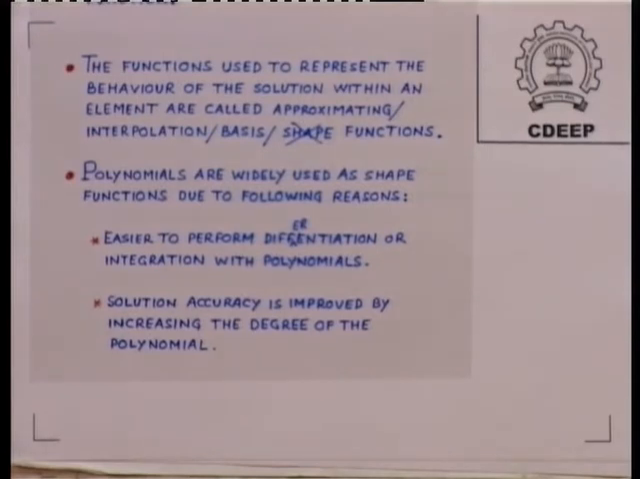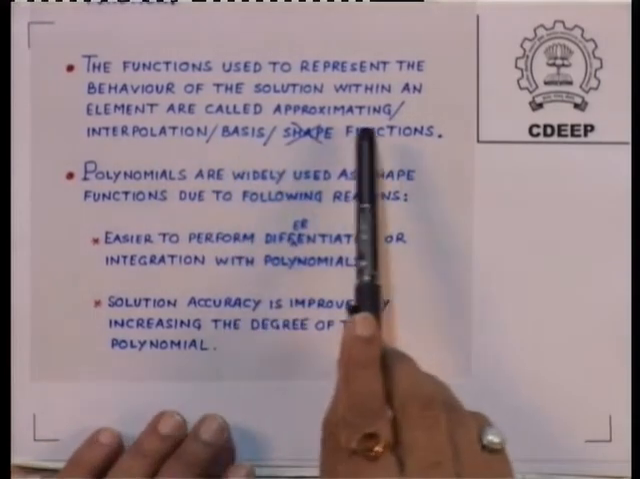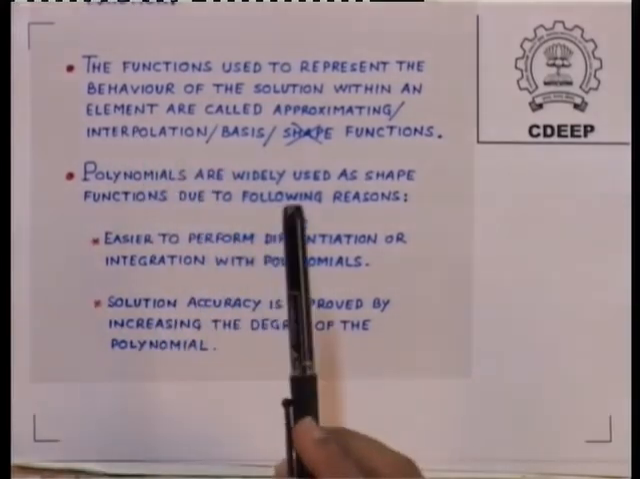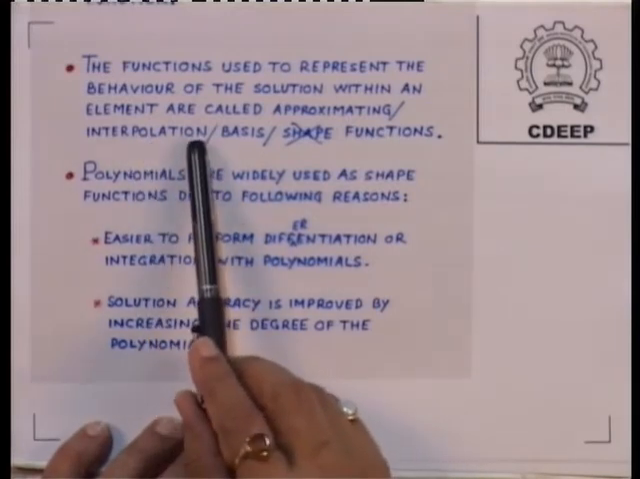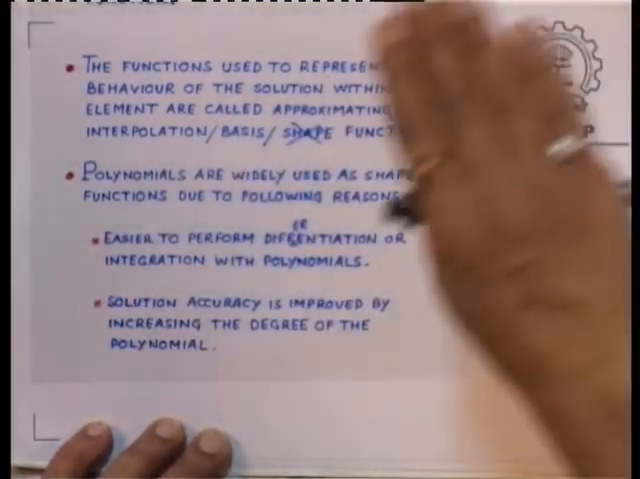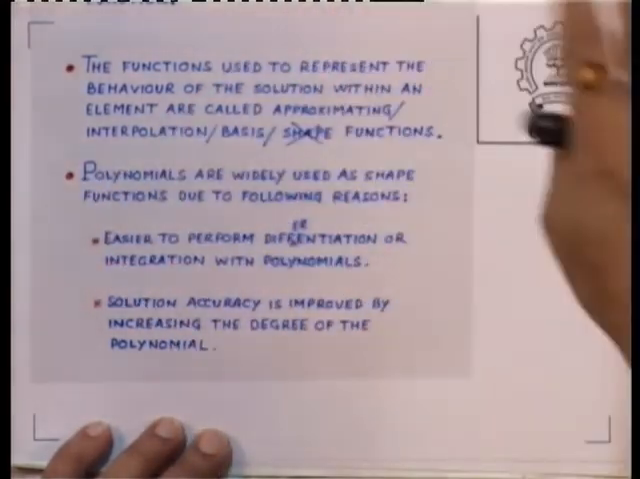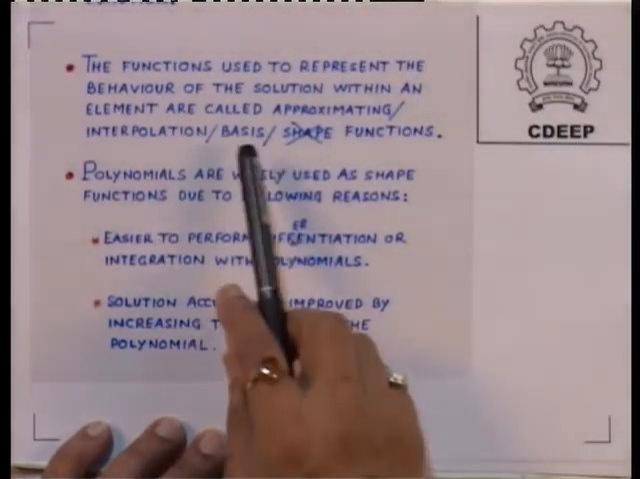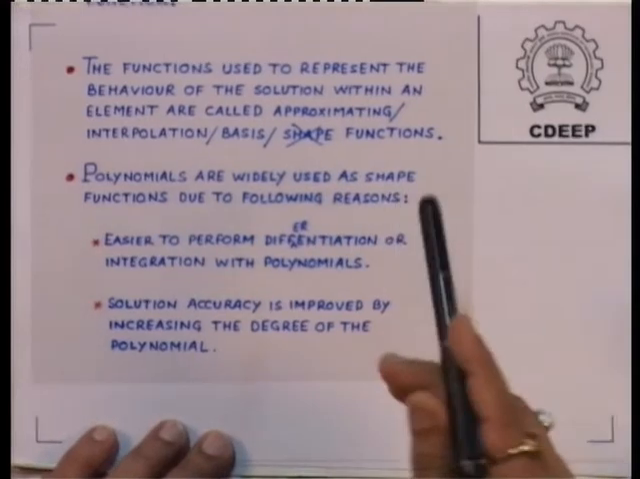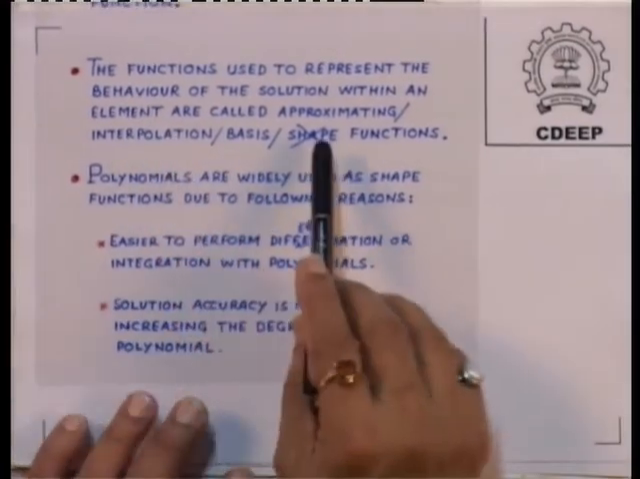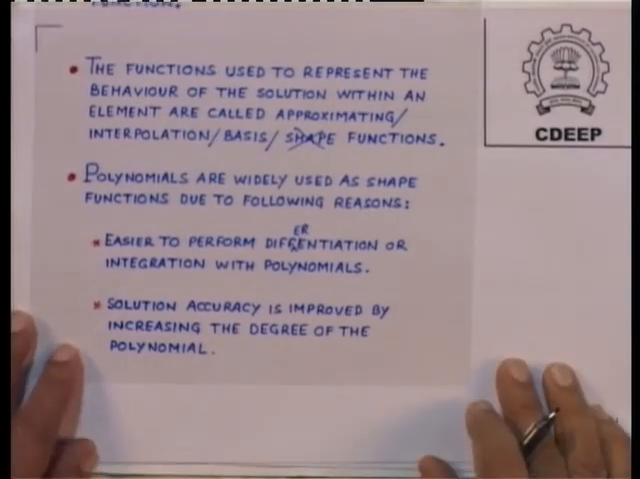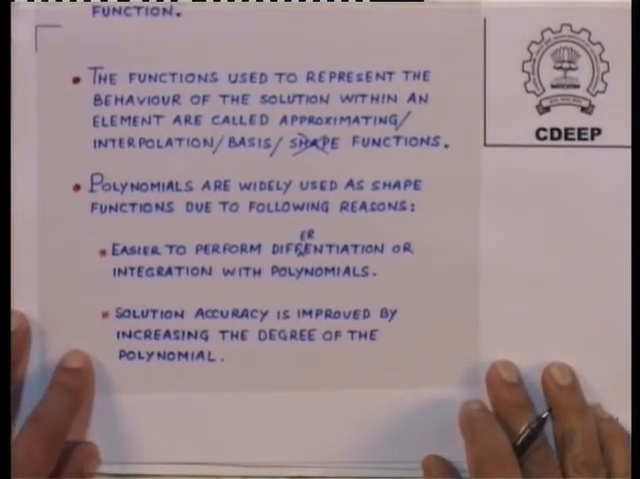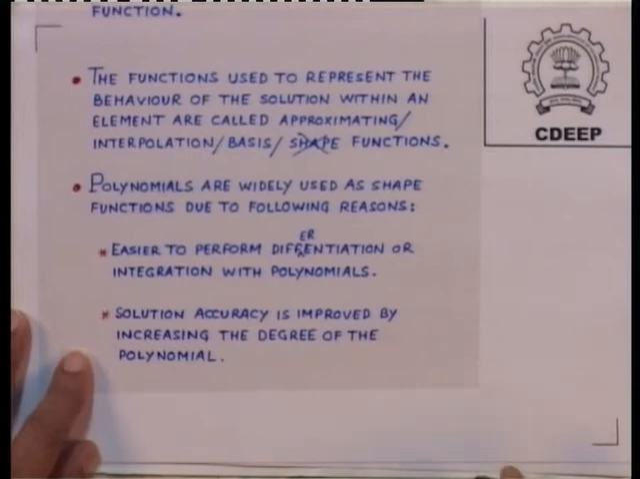Then next, no questions. The functions used to represent the behavior of the solution within an element are called approximating functions. There are number of ways. This again I have been telling you. Approximating, interpolation. Interpolation means interpolate from node to node over the element. Our mathematicians call it basis function, and then we write the same interpolation function in a particular form, and then it becomes a shape function.